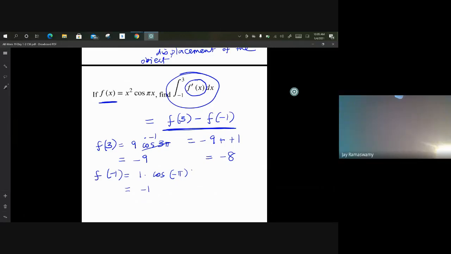Now, before we leave, look at the problem. So they gave us f of x, and they asked for the integral of f dash, and we observed there's a mismatch. Therefore, we apply the net change theorem. Did everybody get that? Yes.